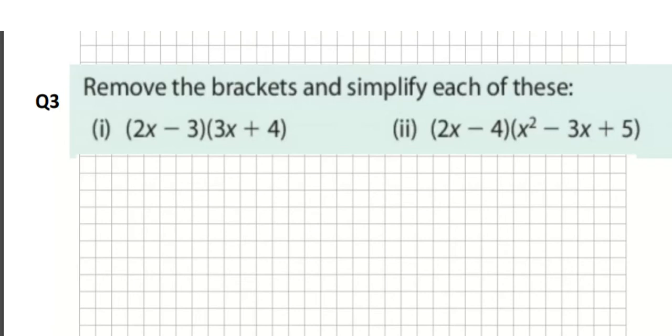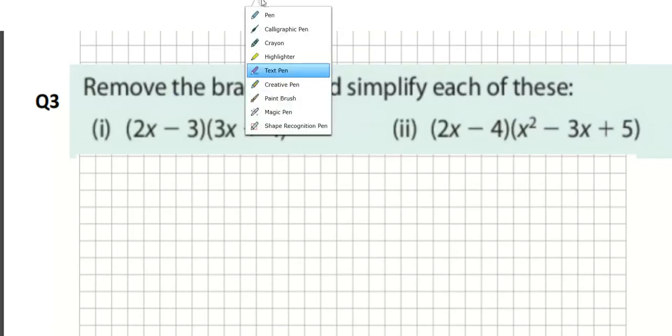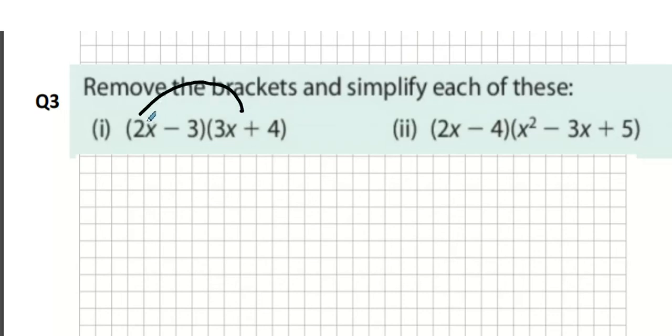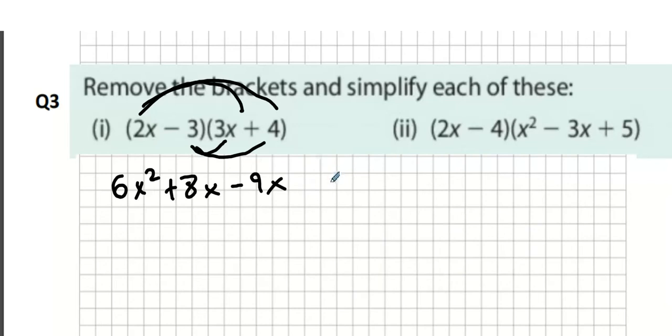Now, question 3, guys. What are we doing here? Okay, so what do we got here? 6x squared, yeah? Plus 8x. What about here and here? Okay. And for full marks, 6x squared, 8x, take away 9x, minus 1x, minus 12. Many people got that one. Is that all right? So full marks for that.